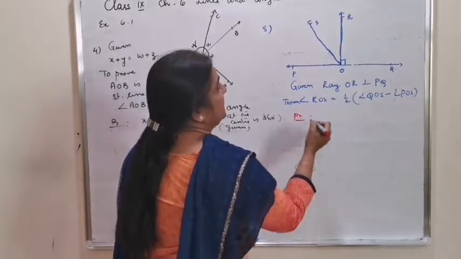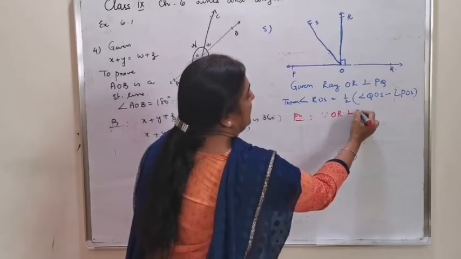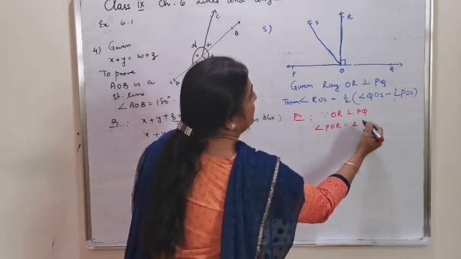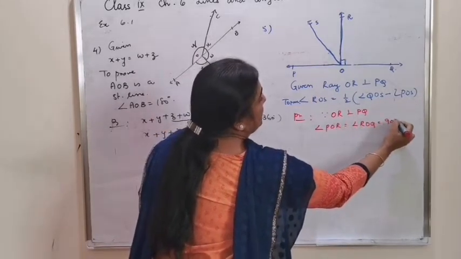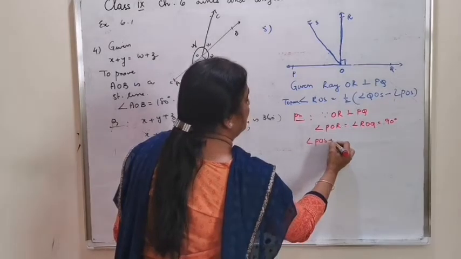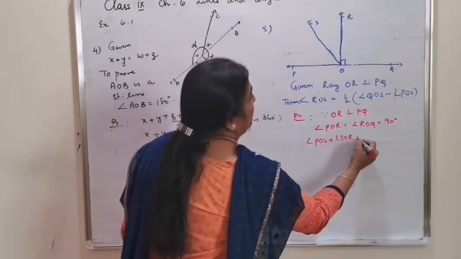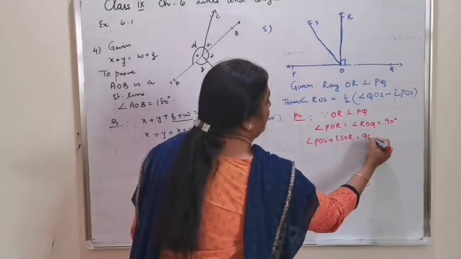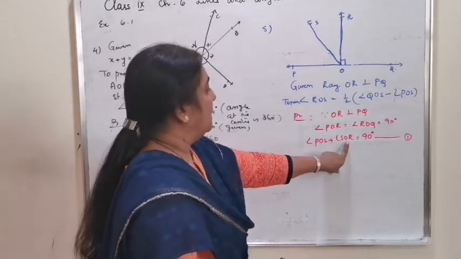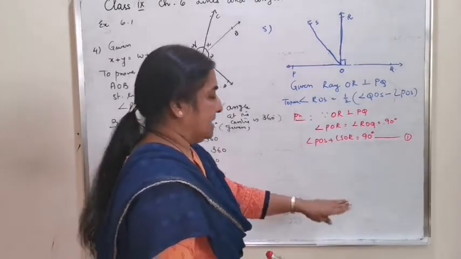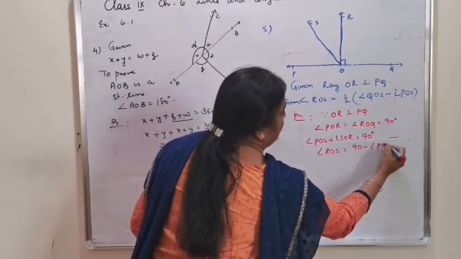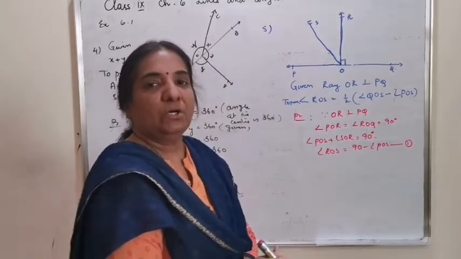The proof starts as, since OR is perpendicular to PQ, angle POR is equal to angle ROQ is equal to 90 degree, or POR is the total of angle POS plus angle SOR is equal to angle QOR is 90 degree. Equation number 1, or angle ROS has to be separated on the left hand side, which shows that angle ROS is equal to 90 minus angle POS. Mark it as equation number 1.